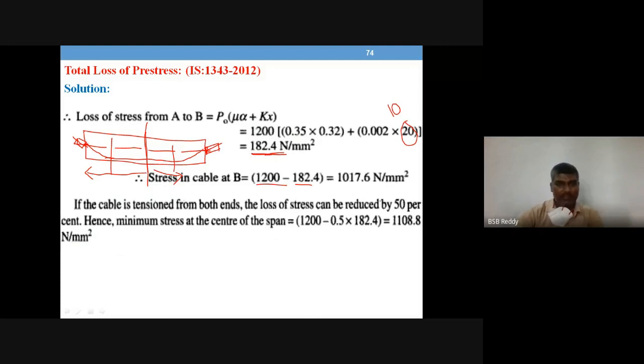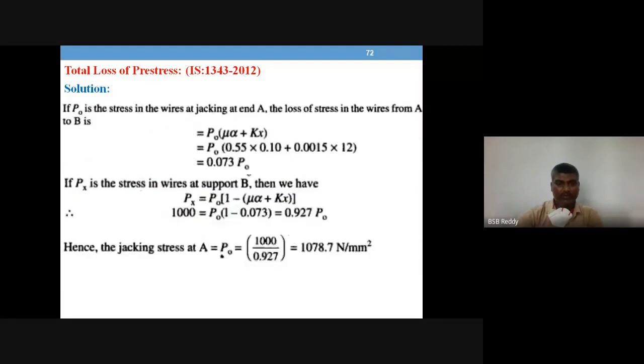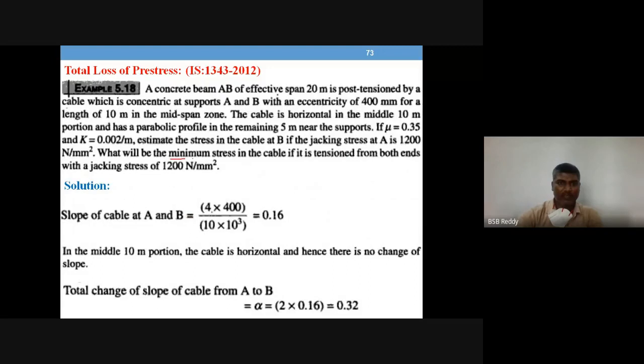That is what is mentioned here. If the cable is tensioned from both the ends, loss of stress can be reduced by 50%. Hence, the minimum stress at the center of the span is just half the loss reduced, so 1108.8 Newton per mm square is the stress value. This is the question: what will be the minimum stress of the cable tensioned from both the ends?